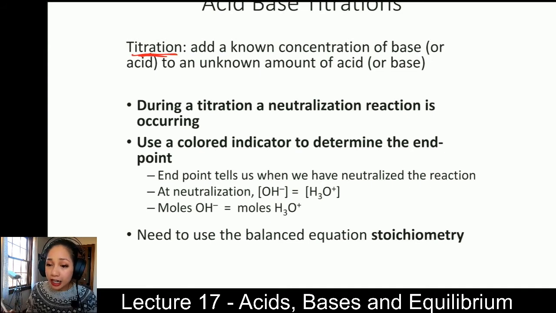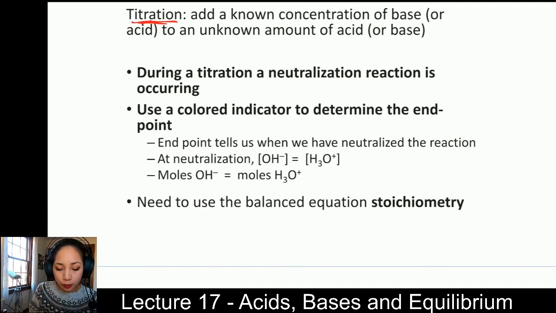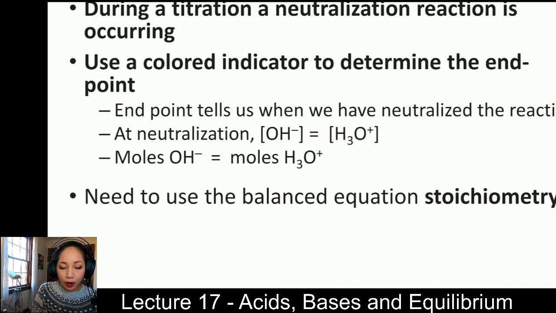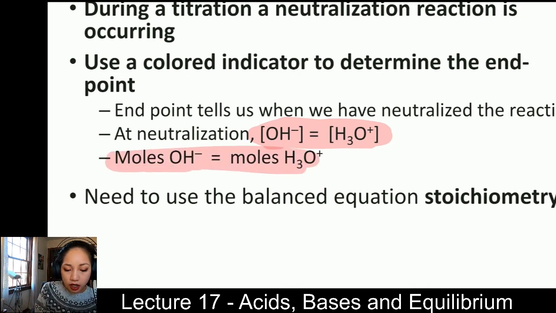So using the indicators that I discussed in the previous slide, we can determine the endpoint, or when we've neutralized our reaction. What I mean by neutralized is that the concentration of hydroxide is equal to the concentration of hydronium in our solution, meaning that the moles of hydroxide are equal to the moles of hydronium. So this is the important thing. Moles of hydroxide equal moles of hydronium. That every acid particle got neutralized by a hydroxide particle to make water.